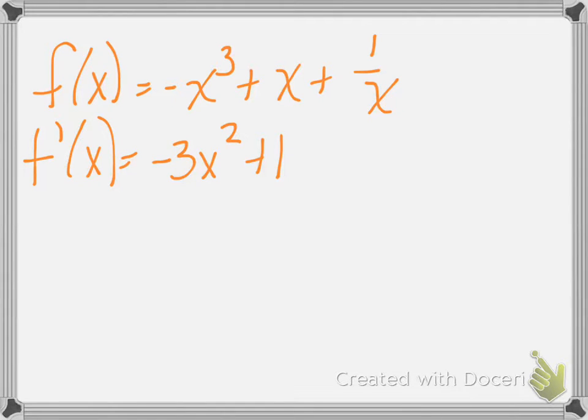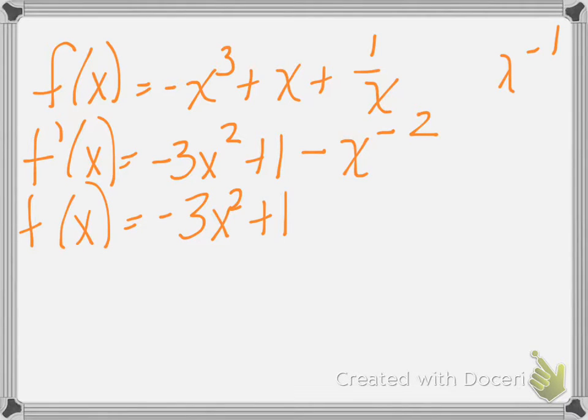Remember, 1 over x is the same thing as x to the negative 1, so it's going to be negative x to the negative 2. And if you simplify that a little bit, it will look like this. Okay, so that's simplified, and now we had to find it when x was negative 1.